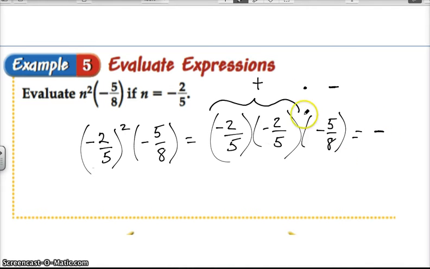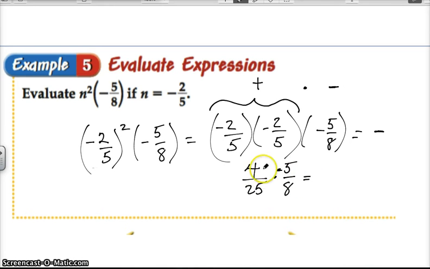I don't want you to miss that. When you're multiplying two numbers and both of the signs are the same, your answer is positive. If you're multiplying two numbers and the signs of those numbers are different, your answer is negative. All right. So a positive this times a positive that is going to be 4 over 25. Remember, we're multiplying numerator times numerator and then denominator times denominator. And we're going to keep that trend moving. So that's a positive 4/25 times a negative 5/8.